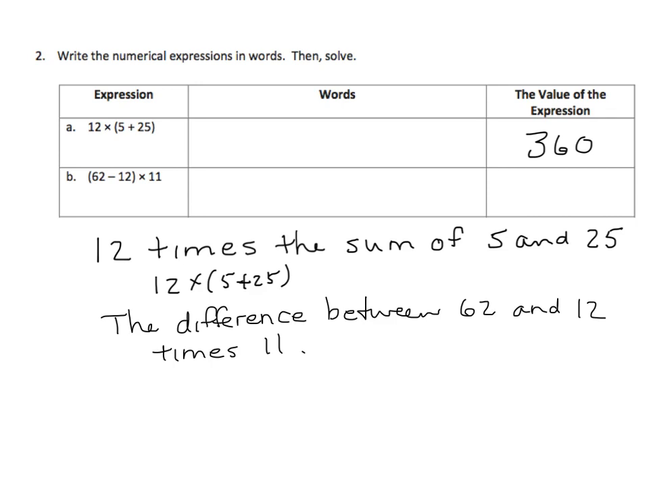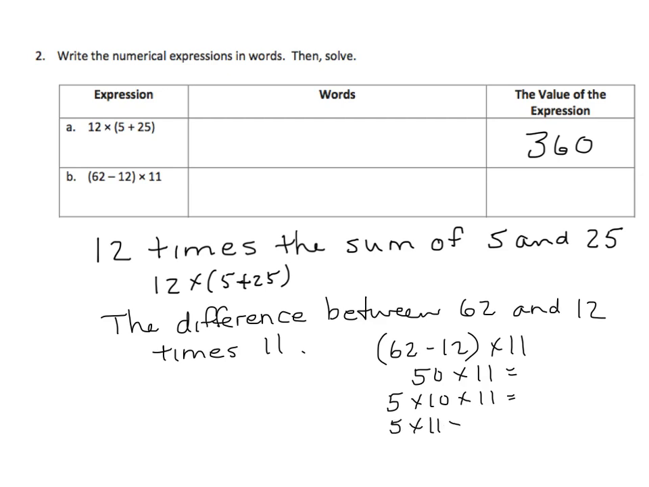Let's evaluate it. I'll write the original expression, 62 minus 12 times 11. Evaluate the expression within the parentheses. I get 50 times 11. I can do some decomposition here. 5 times 10 times 11 equals 5 times 11 times 10 using my commutative property. I get 55 times 10, and I get 550. We'll put our evaluation in the box.